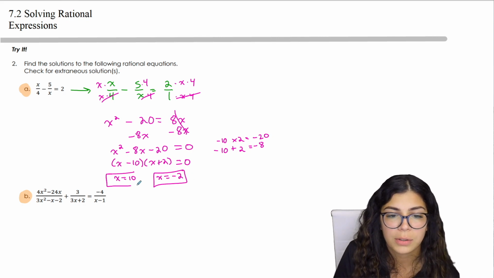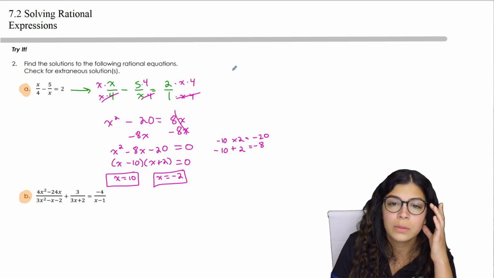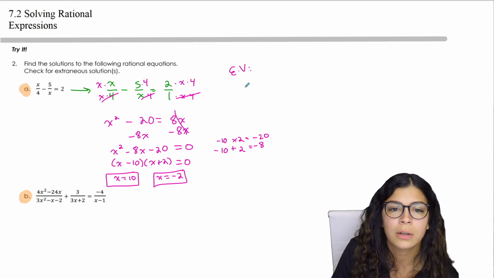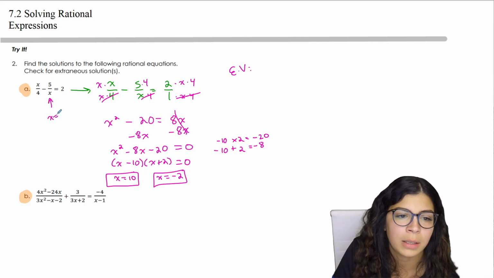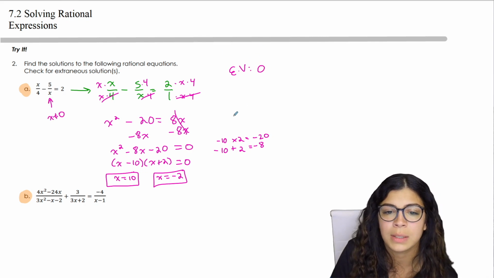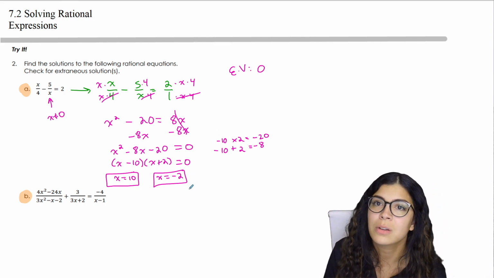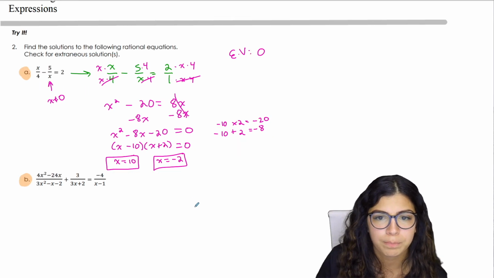All right, let's see if there's any conflict with our excluded values. The denominator here is just x, so x cannot equal 0. So our only excluded value is 0, which means that both of these are valid solutions.